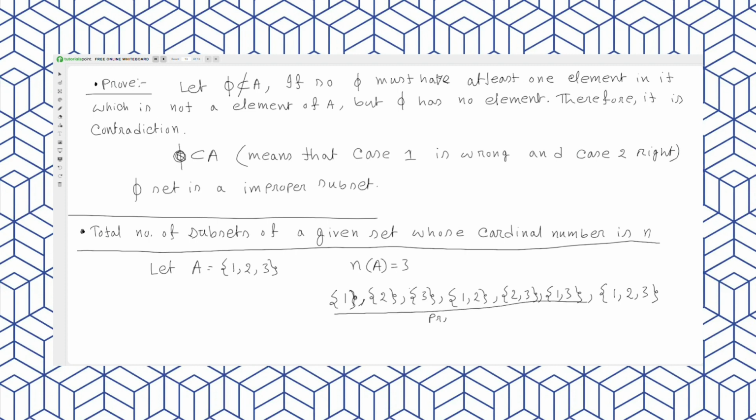So these are the proper subsets. This is the equal set, and we should not forget that null set is a subset of every set. This is the improper subset. Total number of subsets of this given set is 8. We can write this as 2 cube.